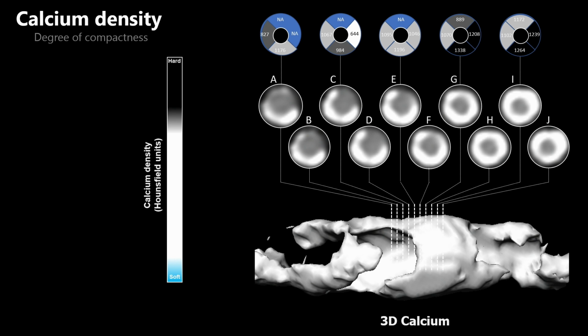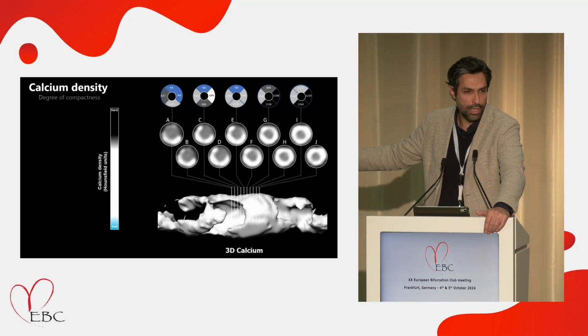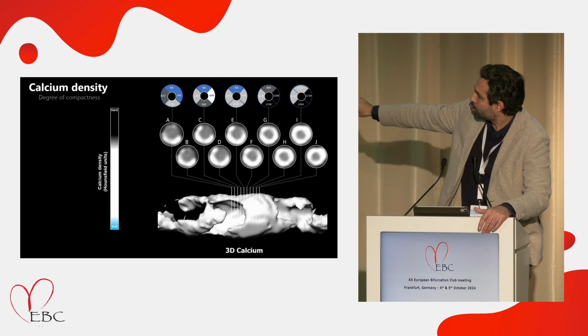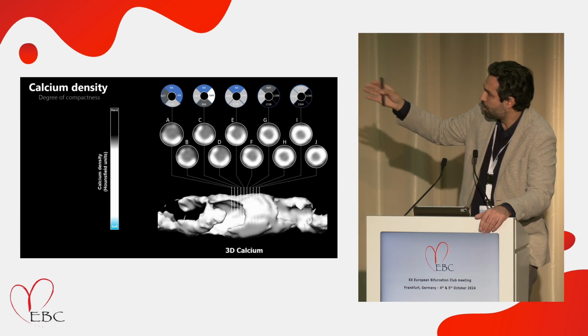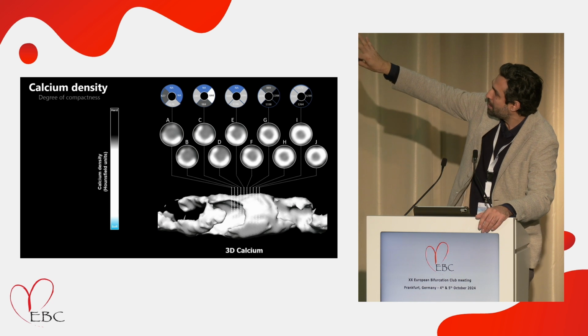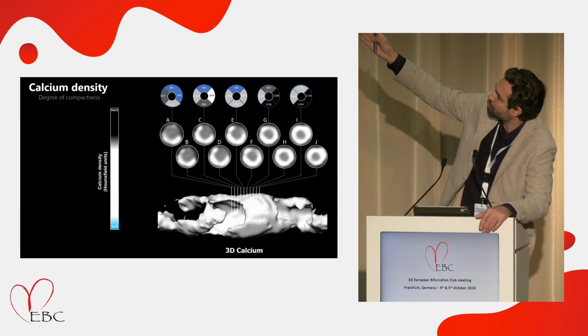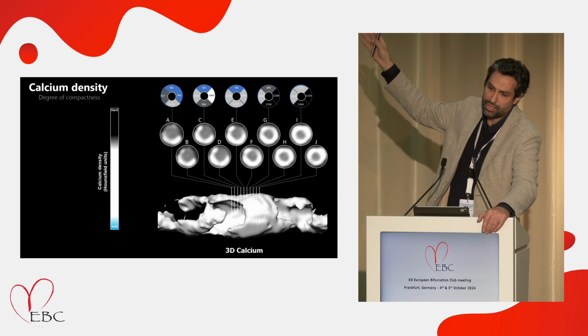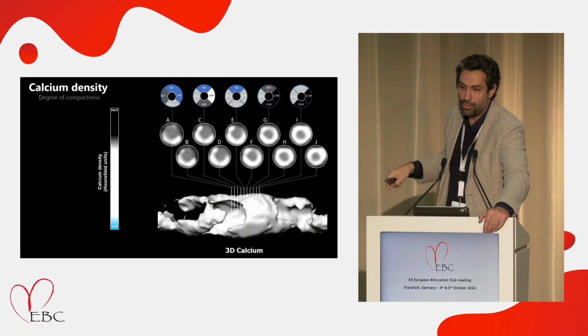Now, this is where CT adds value to the conventional morphological approach. I'm going to go slowly here. On the bottom of the slide, you have an extraction of the three-dimensional calcium, which is the same one that I showed you before, but removing the lumen. In the mid panel, you have all the cross-sections, now looking at the arc: cross-section A, 180 degrees; cross-sections G, F, H, and I, 360 degrees.